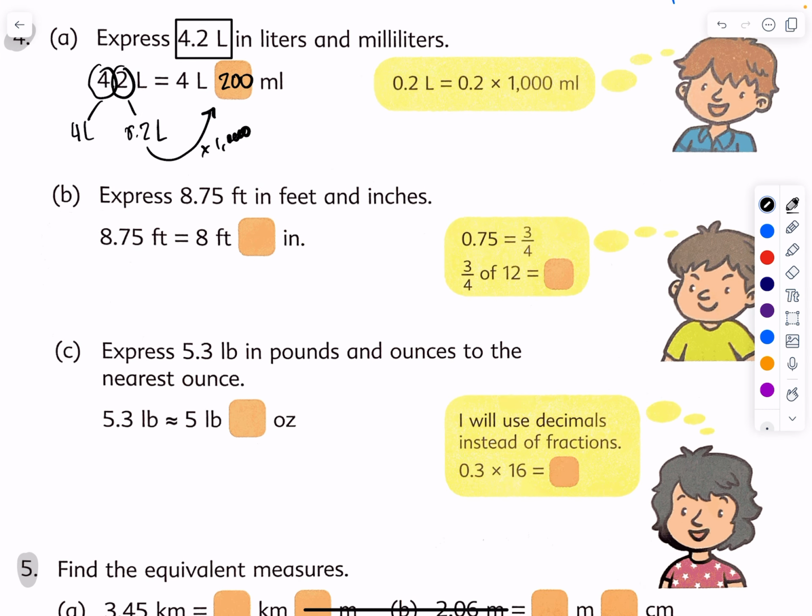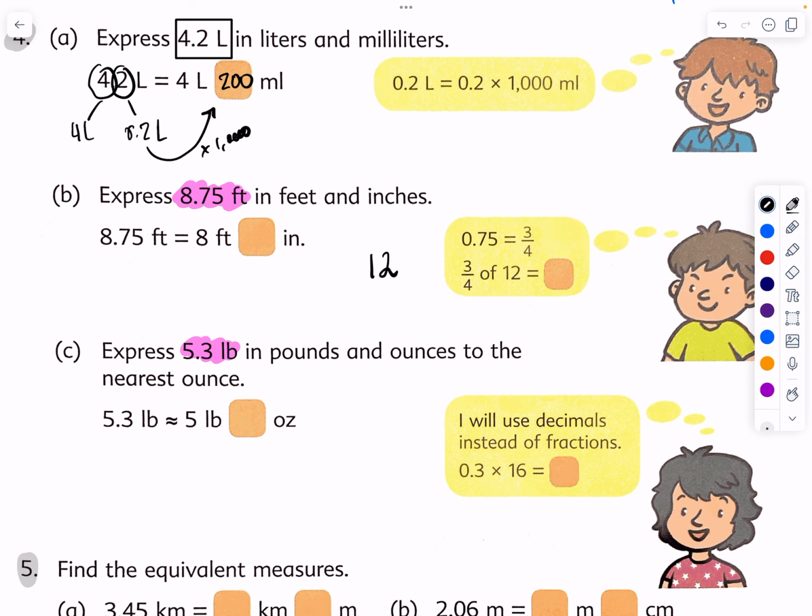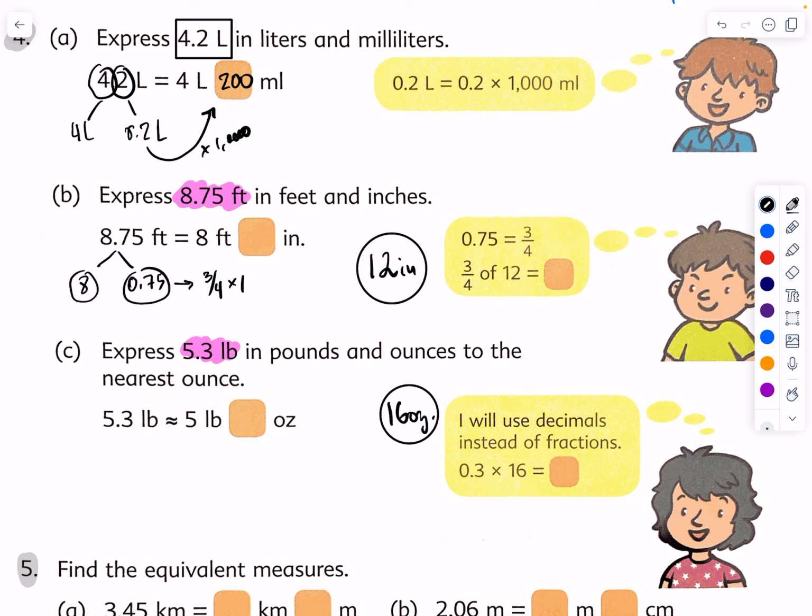Now, next example, we do have some customary units. We have pounds and ounces. And remember, I always tell my students, when it comes to feet, we are always remembering that there are 12 inches to a foot. And when it comes to ounces, another important number is there are 16 ounces to a pound. So let's work with that. 8.75 feet. Well, let's just break it up. We have 8 whole feet and 0.75. Now, 0.75 is 3/4 of a foot. Let's think of it. What is 3/4 of 12 inches? Well, it's 12 divided into 4 equal parts, and take 3 of them, you will get 9 inches.